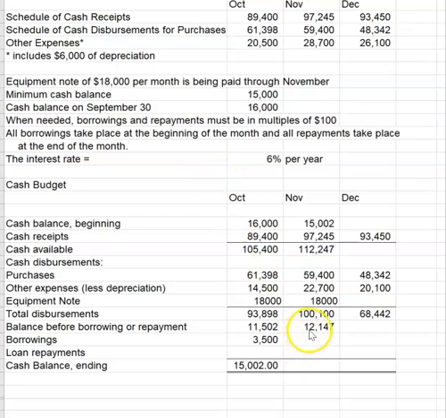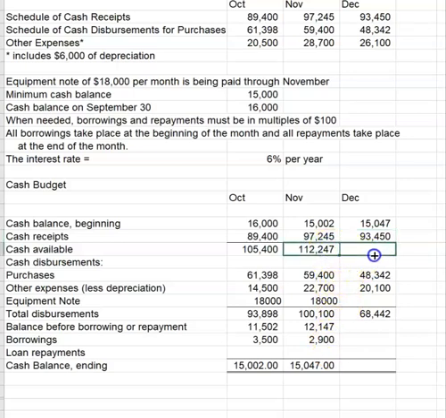So again, we're below the $15,000 minimum cash balance, so we're going to have to borrow. The difference between $15,000 and $12,147 comes to $2,853, but we have to borrow in multiples of 100, so we have to borrow $2,900. And so we'll end up with an ending balance when we add together the $12,147 and the $2,900. Now we're over $15,000. We've got $15,047. And so that becomes our beginning balance in December.